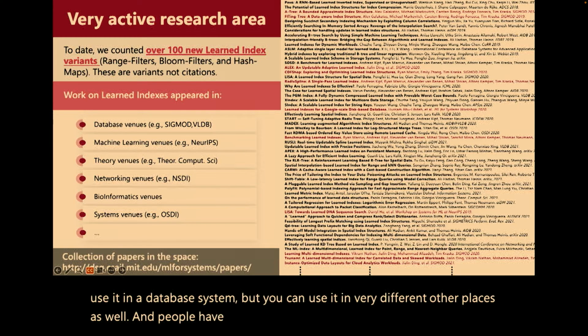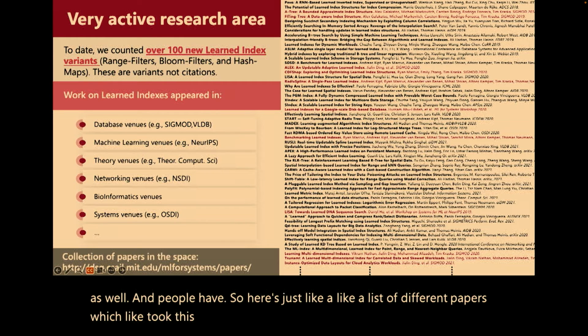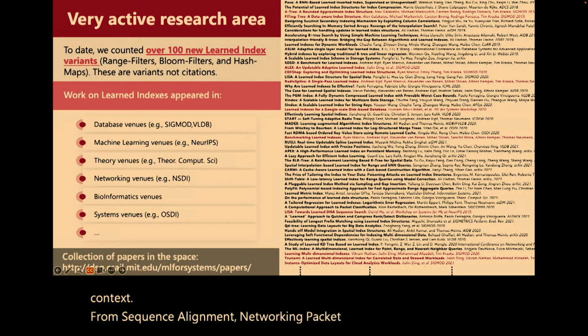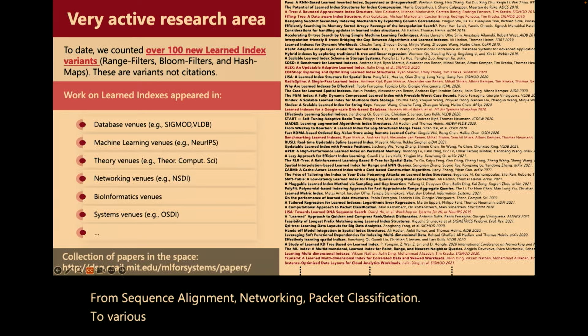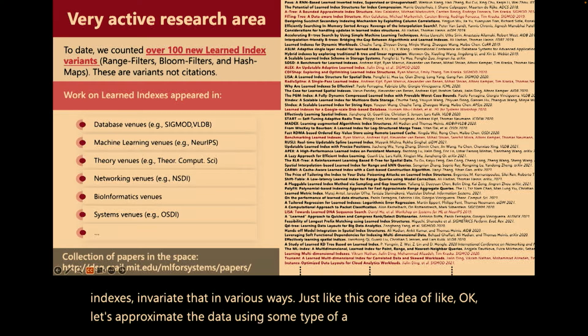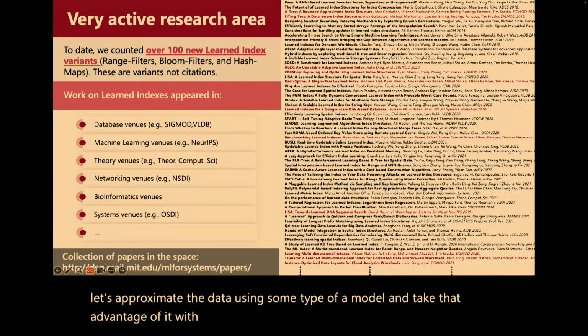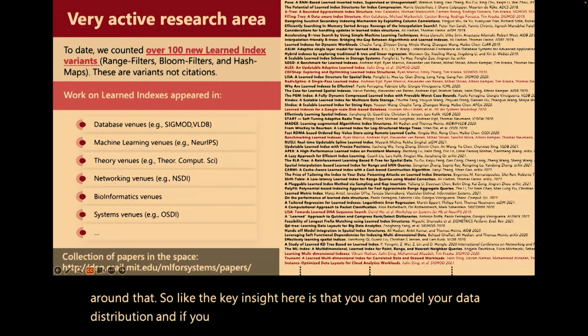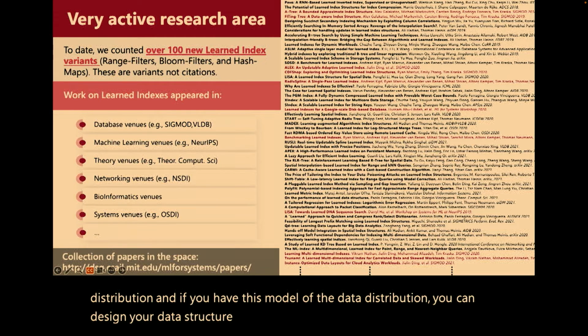So here's a list of different papers which took this idea and applied it in different contexts, from sequence alignment and networking packet classification to various other domains by now, for example spatial indexes, and varied it in various ways. The core idea is: let's approximate the data using some type of model and then take advantage of it with your other algorithms and data structures around that. So the key insight here is that you can model your data distribution, and if you have this model of the data distribution, you can design your data structure or algorithm differently.